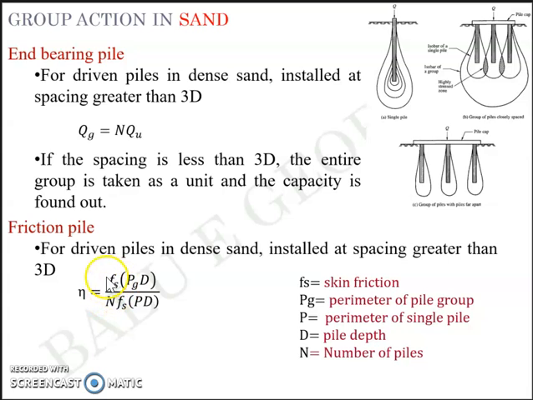Fs is a skin friction, or adhesion in case of clay, that forms the numerator. In the denominator, you take everything individually. N is nothing but 4 in the example that we have discussed now. P is the perimeter of a single pile, d is the depth of a single pile, and you multiply by Fs. So this term gives you the efficiency in case of driven piles in dense sand. You'll understand the concept much deeper when you try to do a few numerical problems in the subsequent videos. But anyways, this is the discussion on the group action in sand.